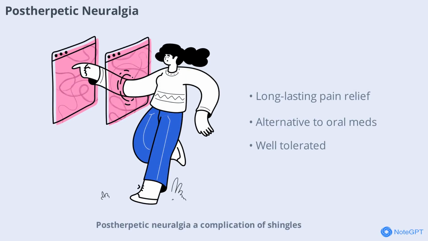Postherpetic neuralgia, a complication of shingles, can cause persistent and debilitating pain. ONT injections administered subcutaneously in the affected area have been shown to provide significant pain relief that can last for several months. This makes ONT a valuable option for patients who do not respond to topical or oral medications. The procedure is generally well tolerated, with few adverse effects reported.